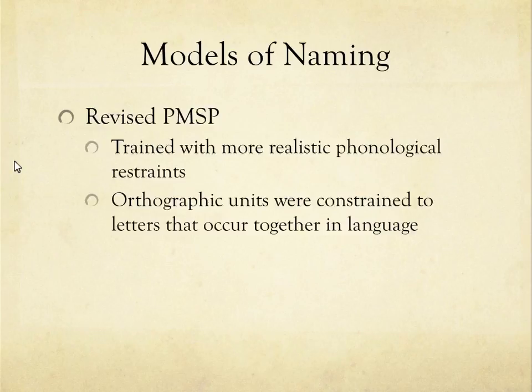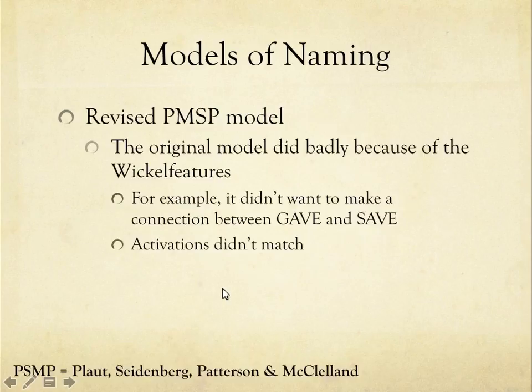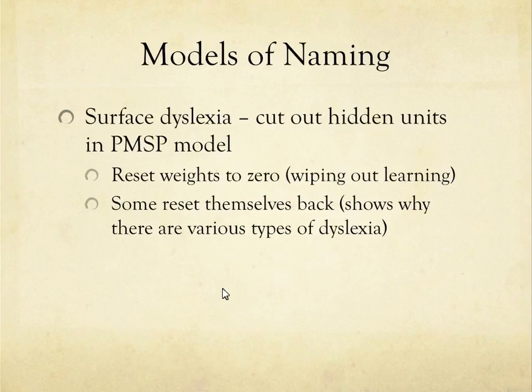Those hidden units, let me back up a few slides here, are these little connections between the two. The original model did orthography to phonology, phonology to semantics. Now it's just this big circular triangle. But for surface dyslexia, we're going to cut out these blank pieces. All right, where are we at? Here. By resetting the weights to 0. So they trained the model and then wiped out all that training. What they found was that sometimes the model will reset itself back. Think about this like a video game. You're playing your game, and then part of the game wipes itself out.